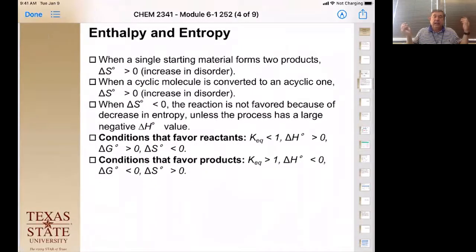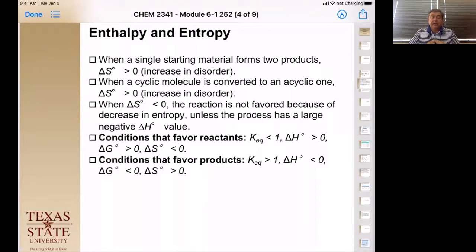So if a single starting material forms 2 products, you have a positive increase in entropy. You have more disorder. If a cyclic molecule, because it has a limited range of what it can do, breaks open, now you have more disorder and you have a positive entropy. When your entropy is less than 0, it's not favored. So if you're going bigger and bigger, unless there's a large negative enthalpy value, unless you're giving off a lot of heat. If you can take 5 molecules, turn them all into 1 and have the product be a much lower potential energy than the starting material, it'll overcome that entropy change.